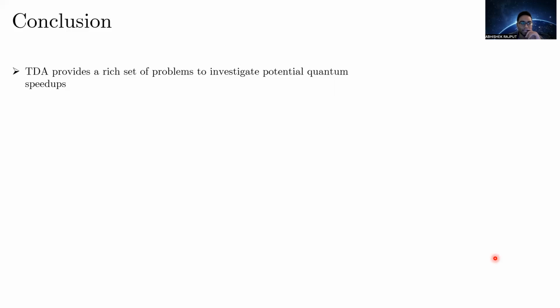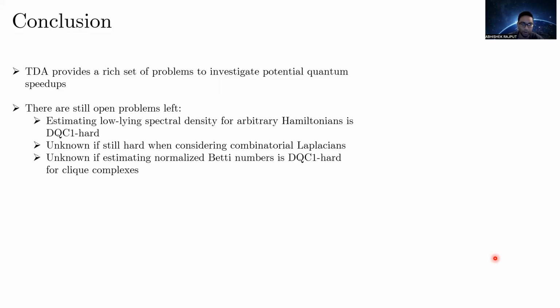So the conclusion is that TDA generically provides a rich set of problems in which to investigate potential quantum speedups. There are still a few open problems left. While it's been shown that it's a hard problem when you consider the exact Betti numbers, it's still unknown if it's hard when you consider combinatorial Laplacians. And this is related to the fact that it's been shown that estimating the low-lying states of the spectral density for arbitrary Hamiltonians is DQC1 hard.